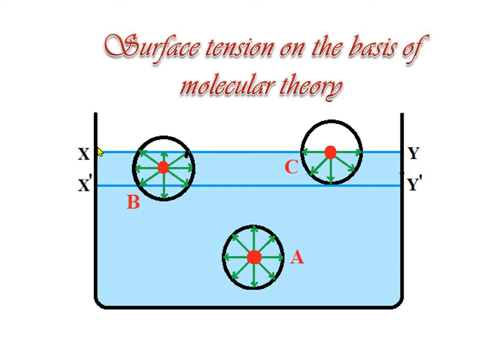Here, see in the figure carefully, XY is the free surface of the liquid and X'Y' is the inner layer parallel to XY at a distance equal to the range of the molecular force. In this container there are three spheres of influence, of molecules A, B and C. Molecule A is deep inside the liquid, molecule B is within the surface film and molecule C is on the surface of the liquid. So let's see one by one.